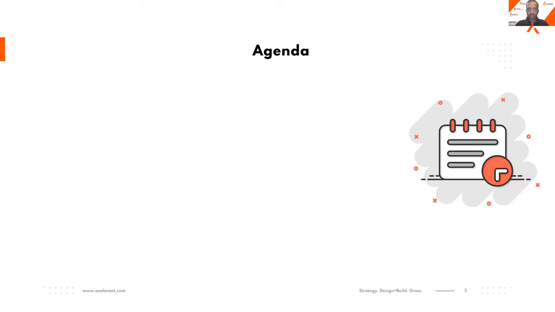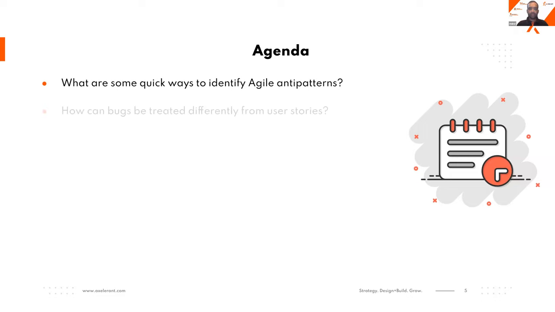Let's talk about the agenda points. First of all, how we can identify Agile antipatterns. We know what antipatterns are, some team norms which are reducing the benefits of Agile. But in the end, how do you know what is an Agile antipattern and what is not? So we'll talk about it. We will also talk about how bugs can be treated differently from usual stories. One of the biggest Agile antipatterns is that we treat bugs similar to usual stories, giving them story points and so on.